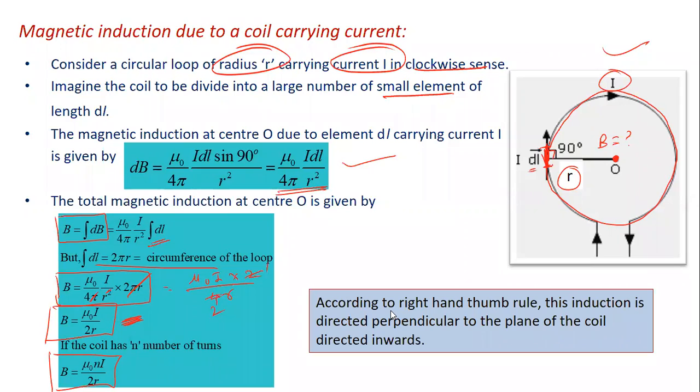According to this right hand thumb rule, this magnetic induction is directed perpendicular to the plane of the coil and directed inward.